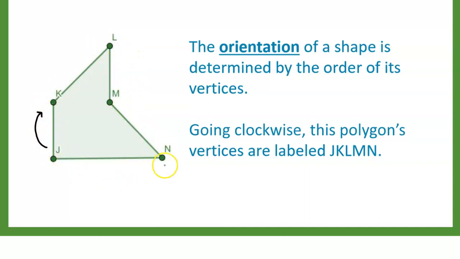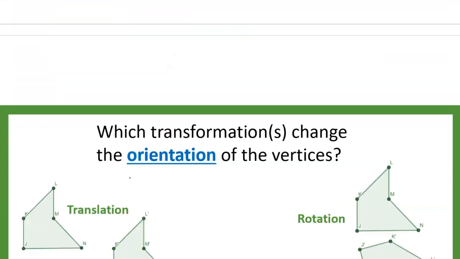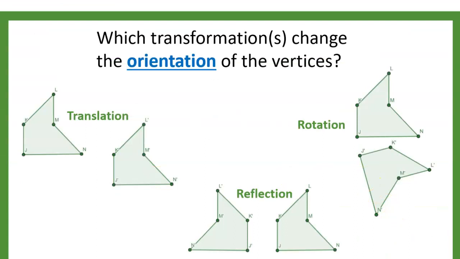J, K, L, M, N, and that goes in alphabetical order. We tend to name polygons this way with alphabetically ordered vertices, because it makes sense to our brain. But when we transform a shape, it has the potential to change the order of these vertices. So the question we're asking here is, which of these transformations changed the order of the vertices? Does a translation, a reflection, or a rotation, or maybe multiple of them, change the order?